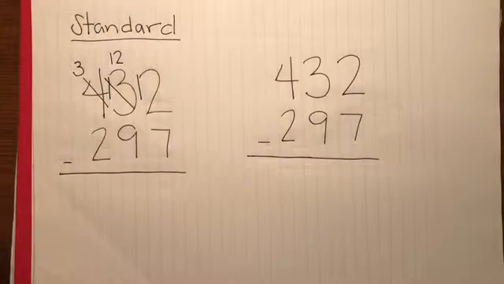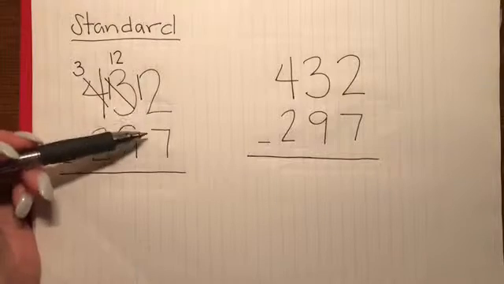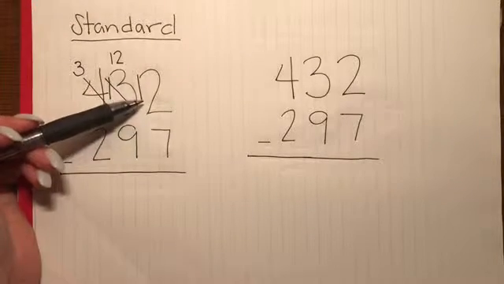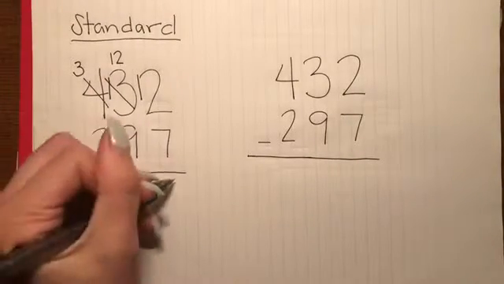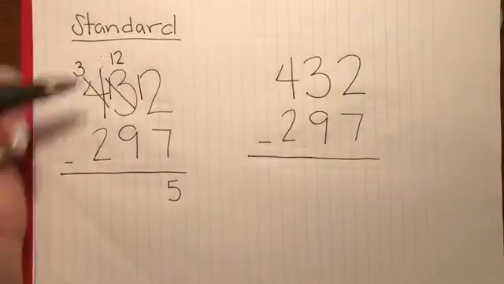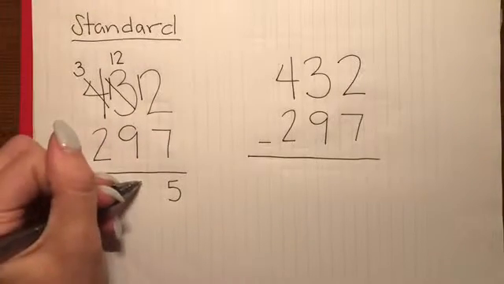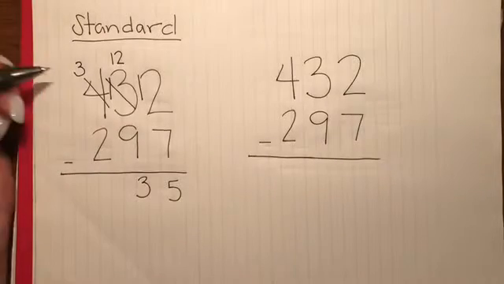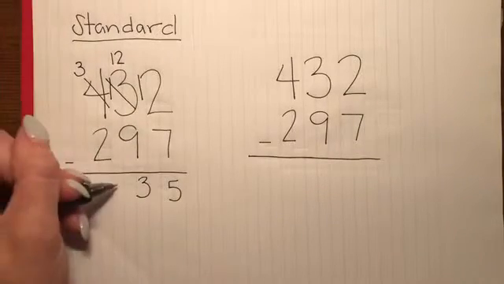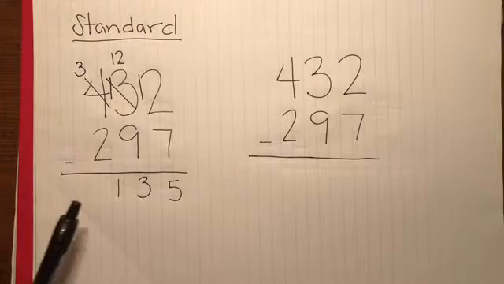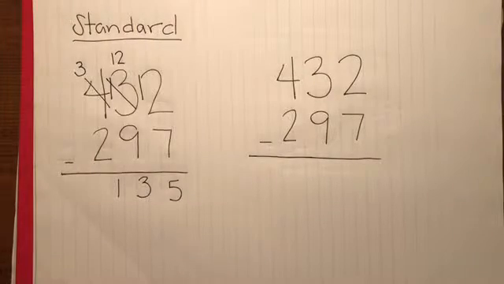So now we're able to do our subtraction. 12 take away 7 is 5. 12 minus 9 is 3. And 3 minus 2 is 1. So we are left with 135 as our answer.